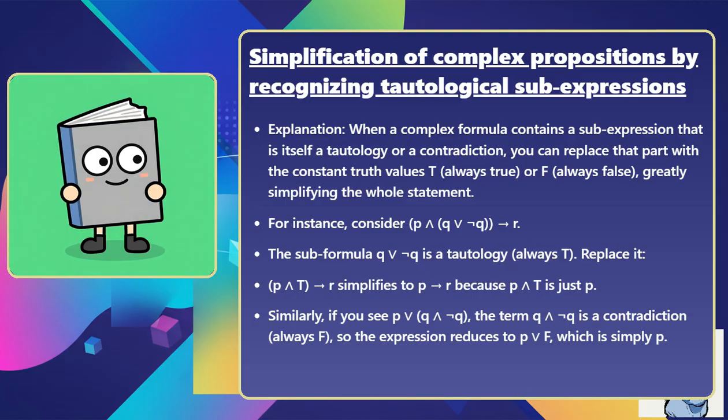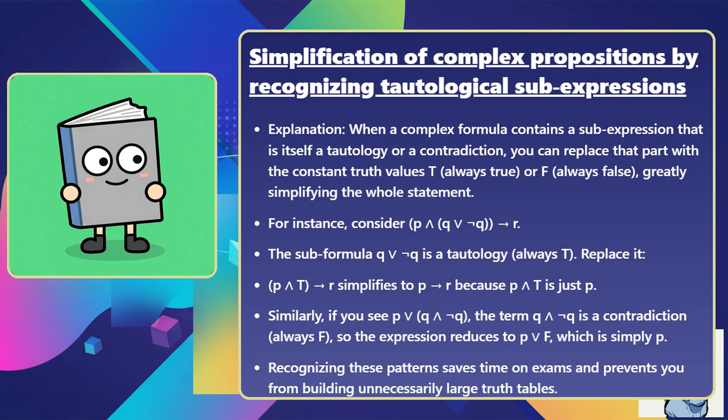Similarly, if you see P or (Q and not Q), the term Q and not Q is a contradiction, always false, so the expression reduces to P or false, which is simply P. Recognizing these patterns saves time on exams and prevents you from building unnecessarily large truth tables.